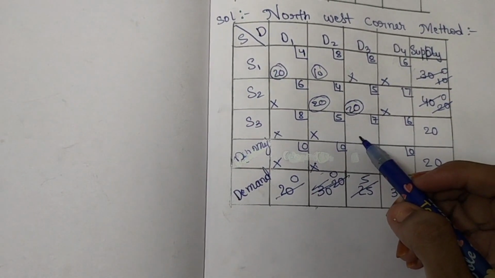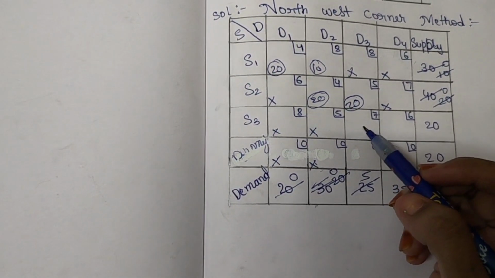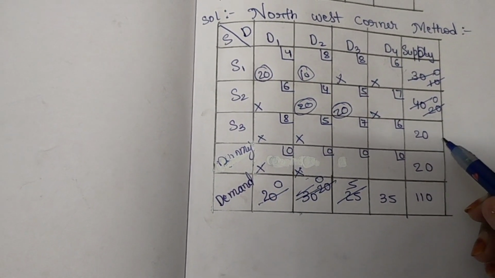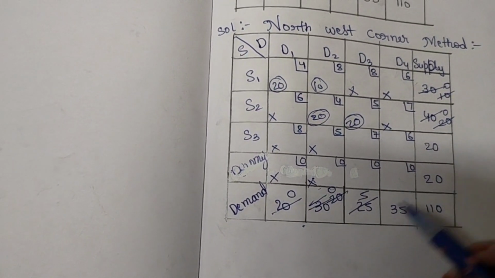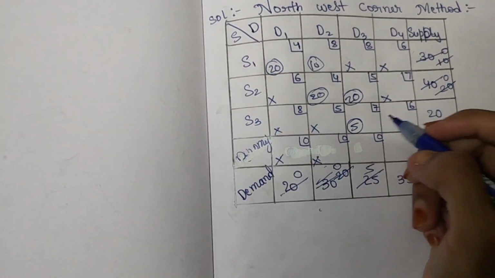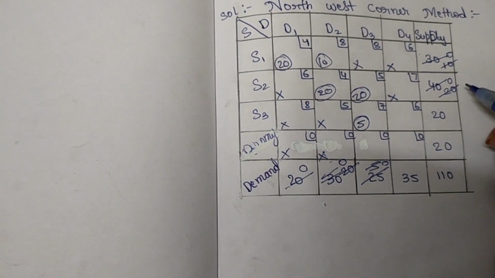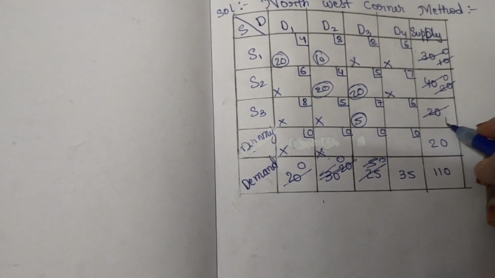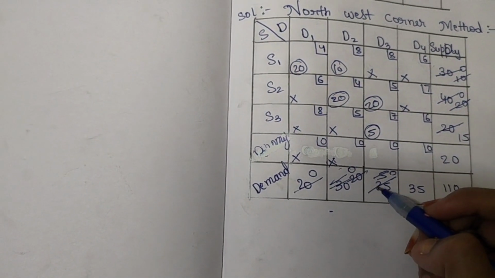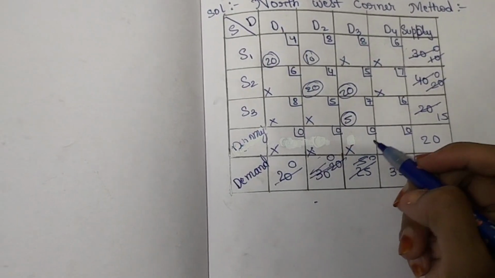And next northwest corner cell is this cell, that is S3 D3. Now we will allocate for this cell. We have 5 units in demand and 20 units in supply. So which is minimum, that is 5 is minimum. So we will allocate 5 for this cell. 5 is allocated and this 5 gets cancelled and becomes 0. This 20 becomes 15. As this column became 0, we will cross out this column.